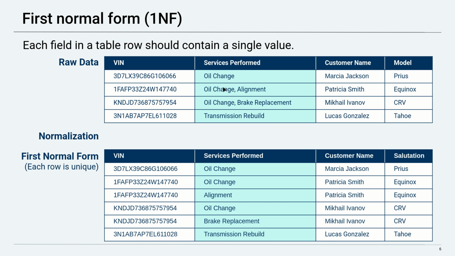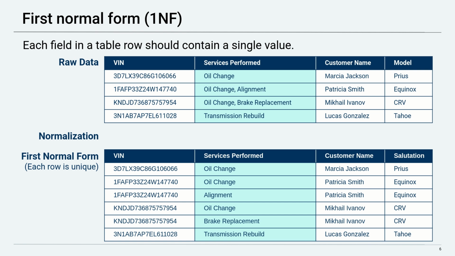So what we should do is rearrange this table so that there's oil change on one line and alignment on another line. That is going to mean that there's some redundancy, because we're going to have 2 rows. They're going to have the same VIN, the same customer name, the same Equinox. We'll find out later on ways to reduce that redundancy.